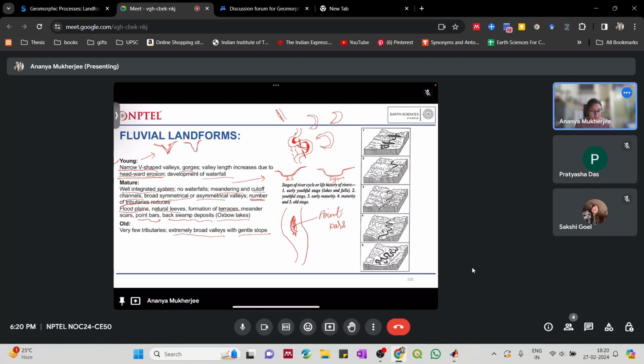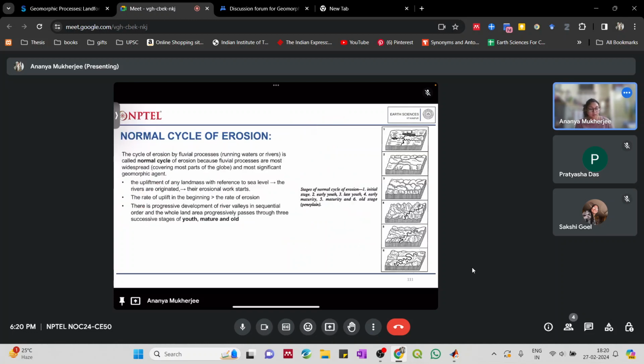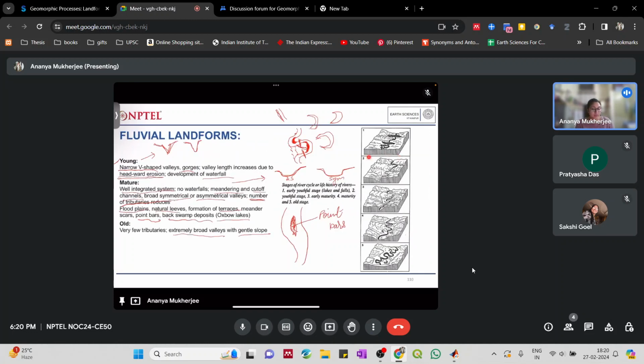So in the figure on the right, these actually give the different stages that we looked through when I was describing it. You have the early youthful stage, and then mostly falls and some areas where the water gets accumulated, and larger depressions, and lakes could be forming. Then you have the youthful stage, then early maturity and the older stage.